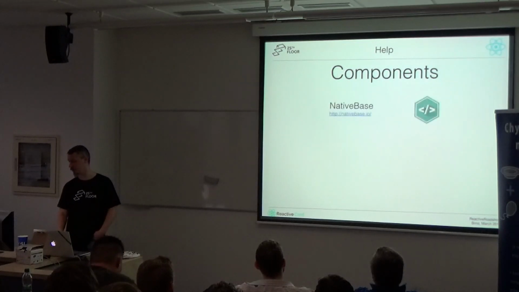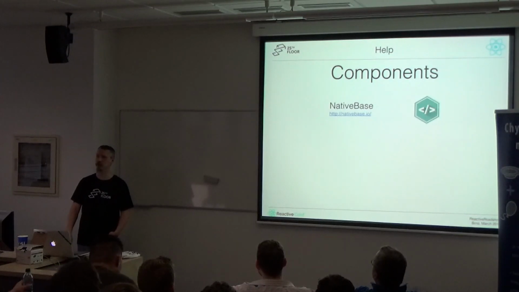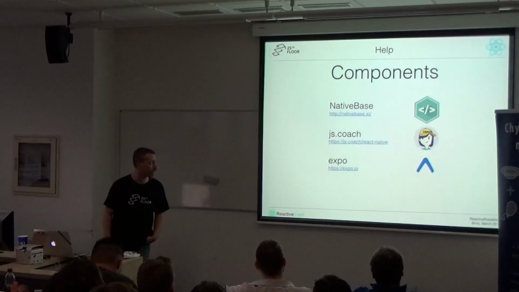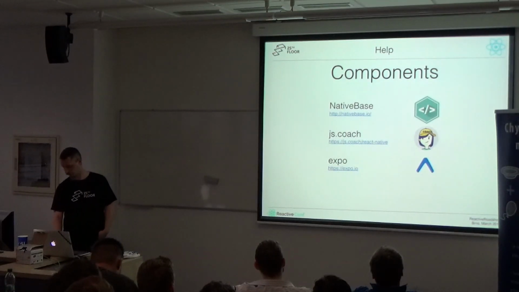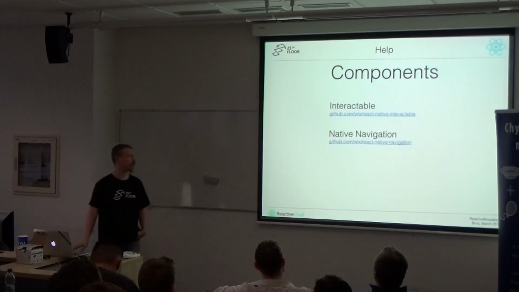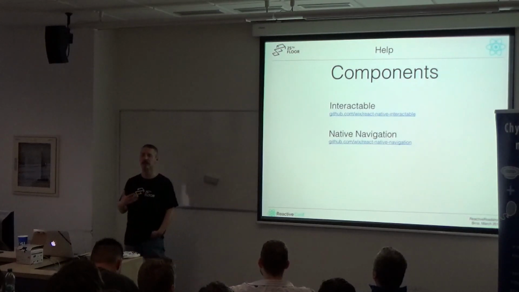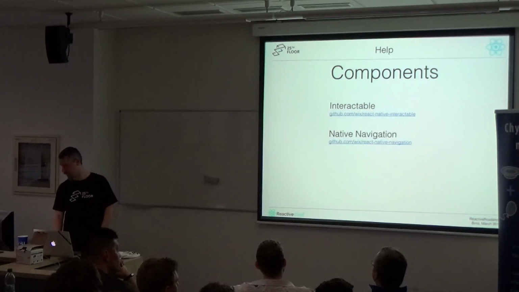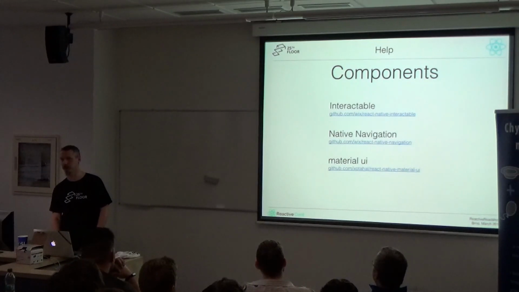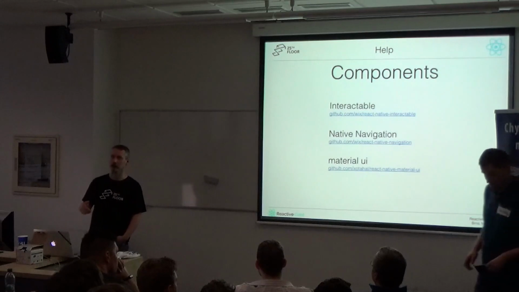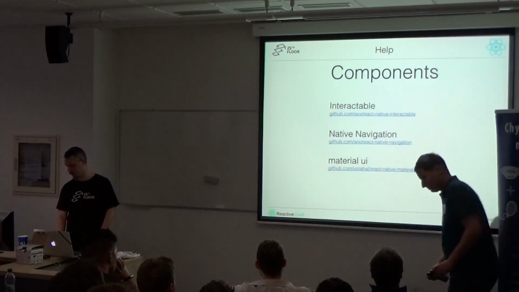Component collections. There is native base. This is quite big, brings lots of components for both platforms. There is quite nice collection at GS Coach, opinionated catalog. And what I said before, the Expo client comes with quite a big SDK. Then there are these native implementations of the navigation and interactable. Brings a couple of components that handle this one issue, when the user interacts and you need some heavy animations for that. It looks nice, didn't try that out. There is a material UI implementation for iOS, for Android of course, check it out, out of the box. So if you want your app to look material on both devices, there is something.